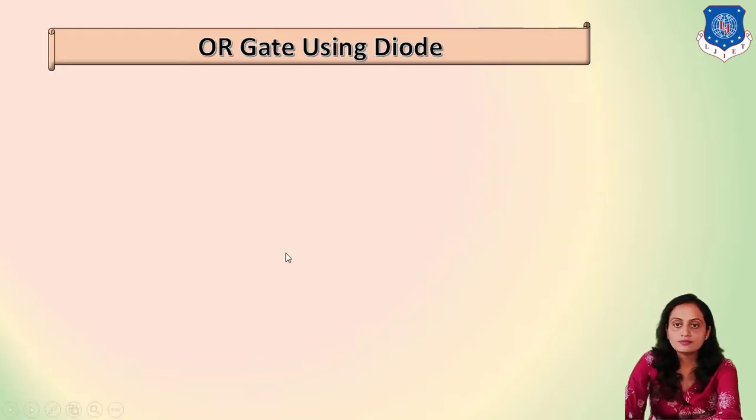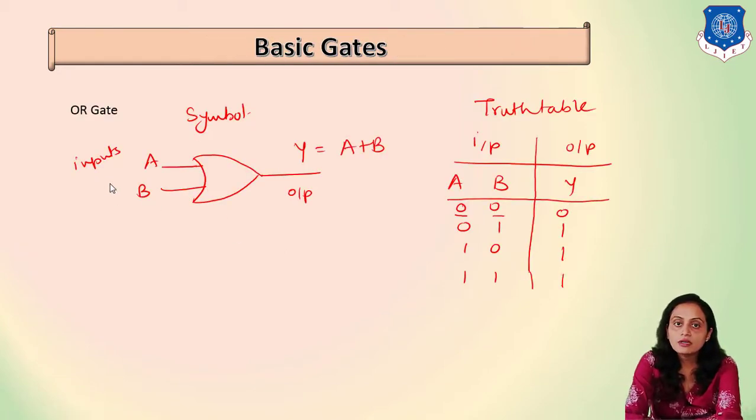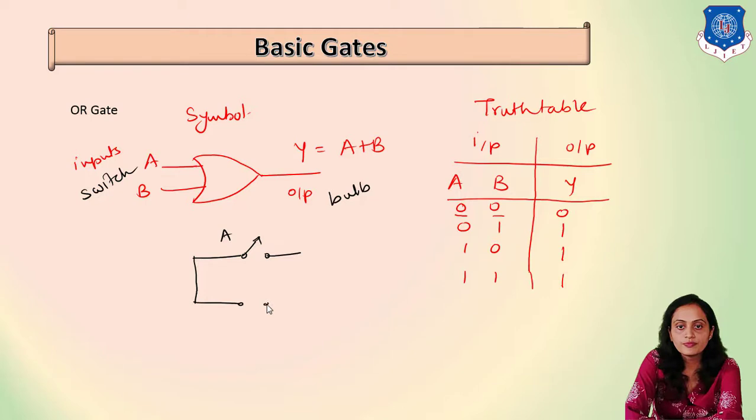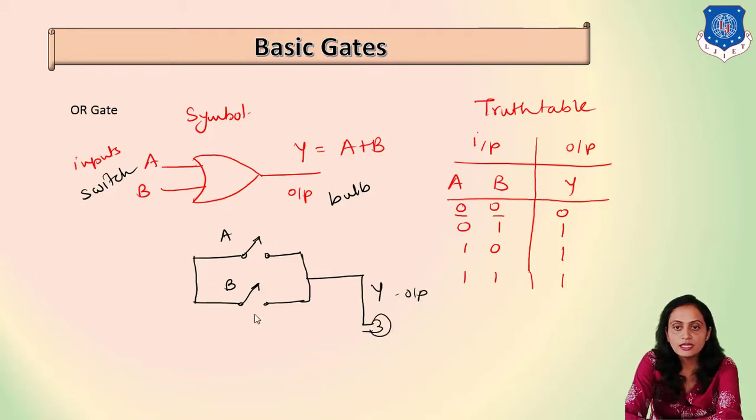And again here, the OR gate using the switch and bulb circuit. The inputs are shown with the switches, which operate just like inputs, and the output is shown by the bulb. Here we are connecting these two switches in parallel. So this is input A, this is input B. They are connected in parallel, and this parallel combination is connected with the bulb. This is Y and this is the output.